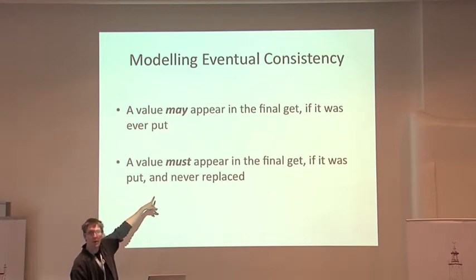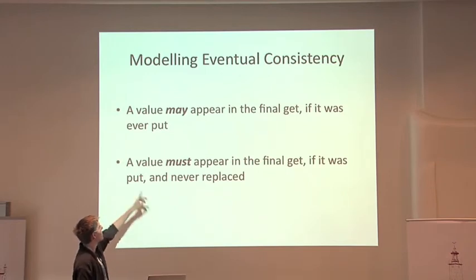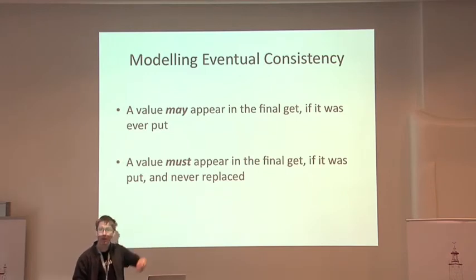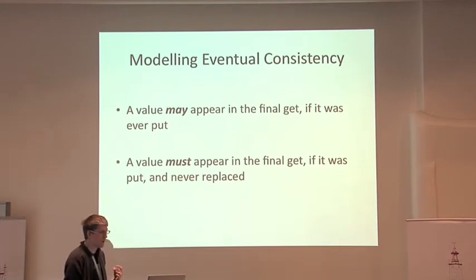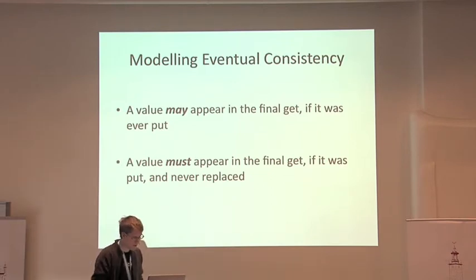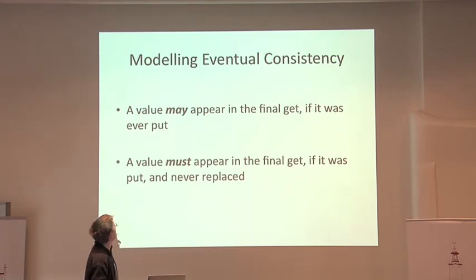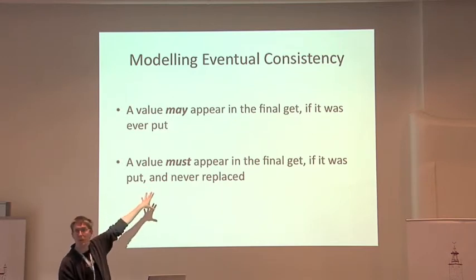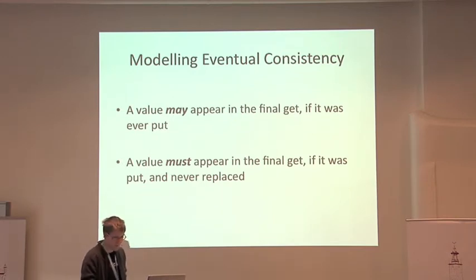But it must appear in the final get if it was put and never replaced. So if we don't have anyone with a fresh view resolving a conflict involving this value, then it should still be there. So that's easy to put in our property, and then we can run it.